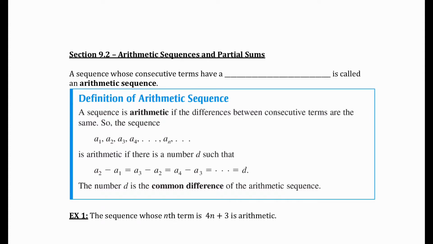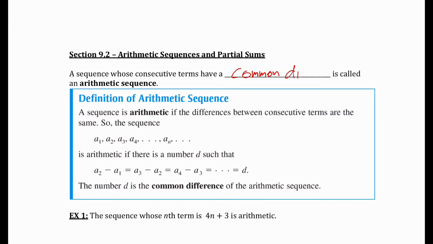Moving on to section 9.2, we're talking about a more specific type of sequence and series called an arithmetic sequence and partial sums of arithmetic series. So a sequence whose consecutive terms have a common difference is called an arithmetic sequence.